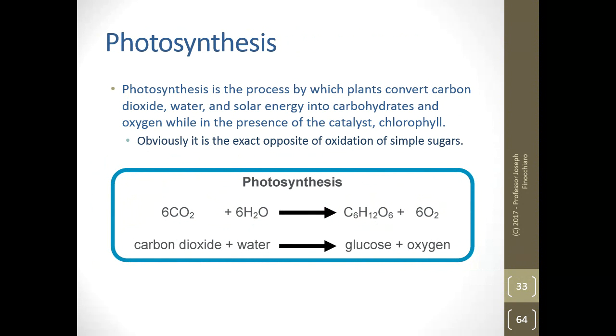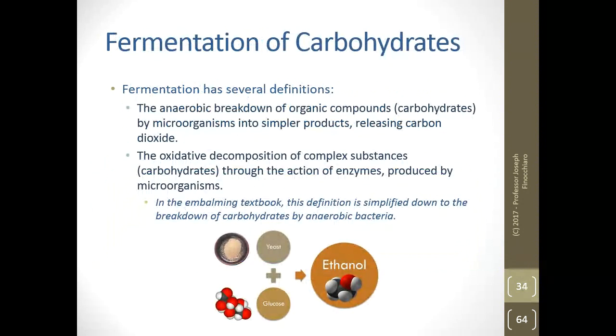Photosynthesis is the process by which plants convert carbon dioxide, water, and solar energy into carbohydrates and oxygen while in the presence of a catalyst, in this case chlorophyll. It is the exact opposite of the oxidation of a simple sugar.